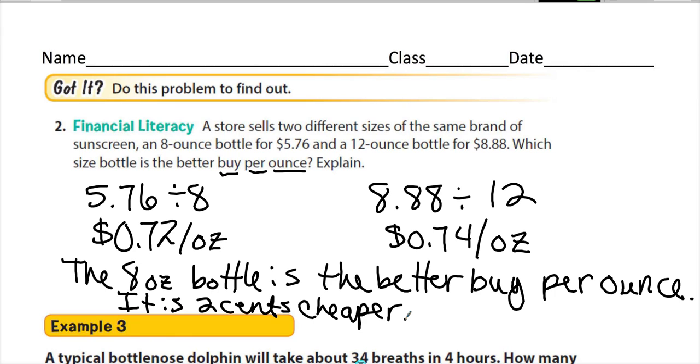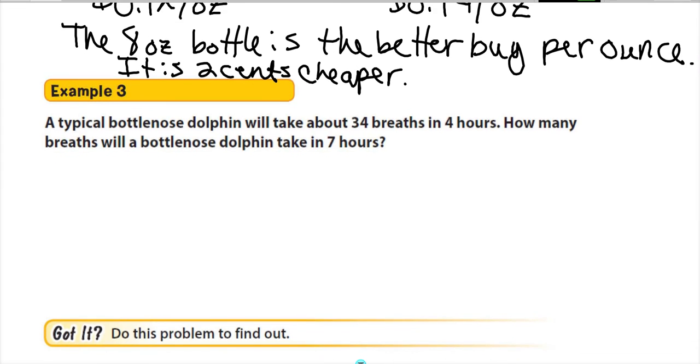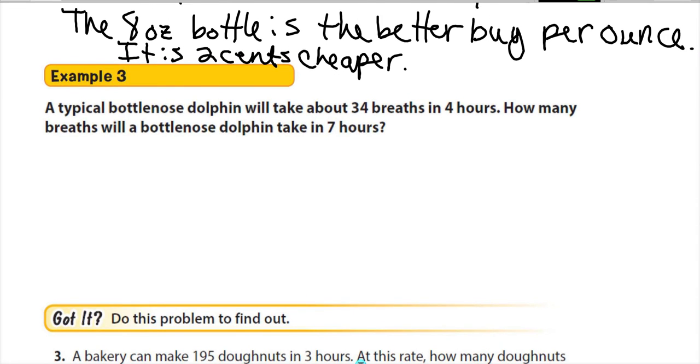All right, let's take a look at number 3. It says a typical bottlenose dolphin will take about 34 breaths in 4 hours. How many breaths will a bottlenose dolphin take in 7 hours? Now we're going to get to the second part of the objective, which is to actually compare and use them. We've practiced with comparing, now we're going to use that as well.